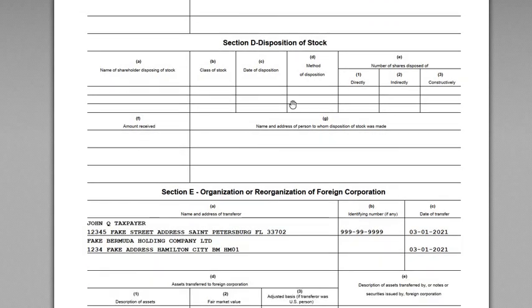Section D, disposition. Again, you might have a category filer where you had an acquisition or a disposition of the stock that hit that 10% threshold. In this case, we had no stock sales, right? So the disposition section here is blank for those obvious reasons.